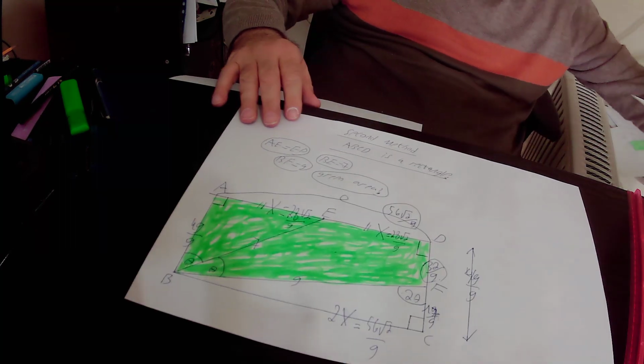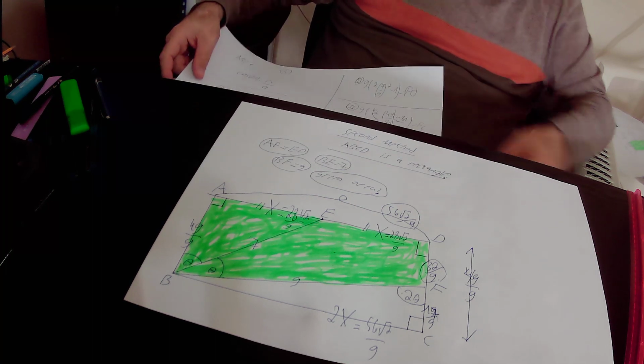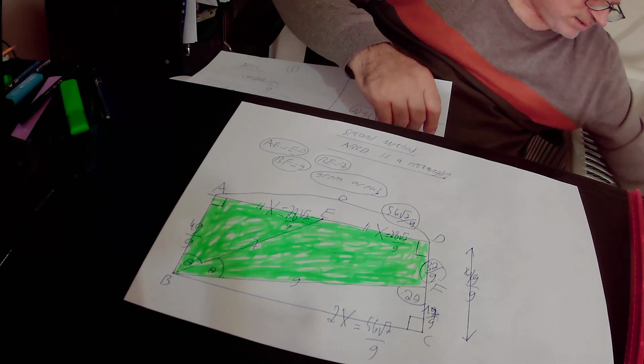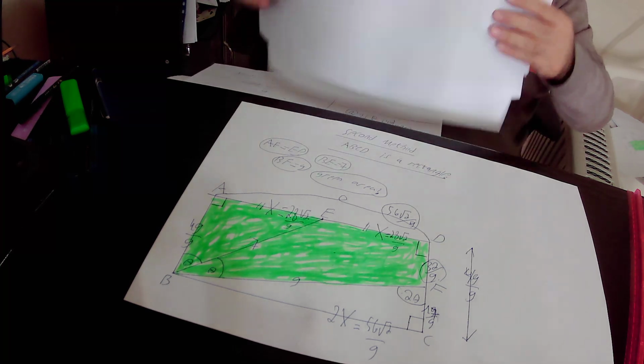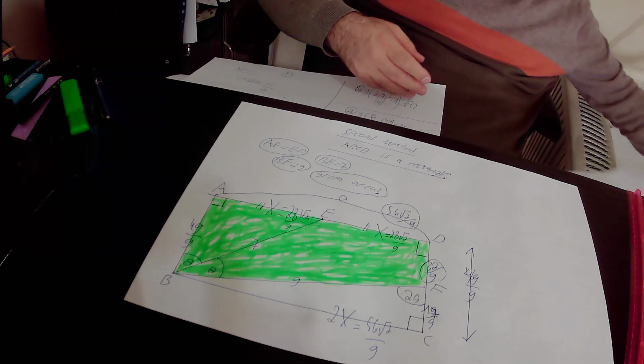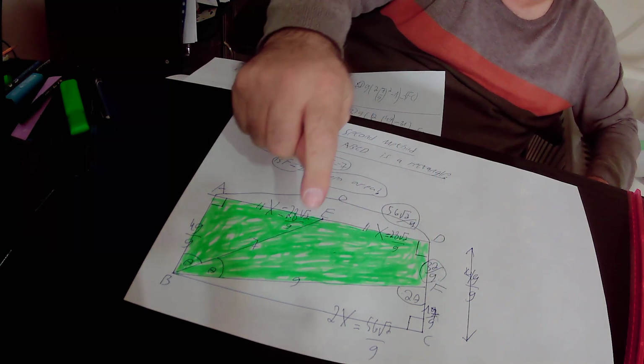Then we focused on the right triangle BFC. On the right triangle BFC, we know that cosine 2 theta equals FC over 9.